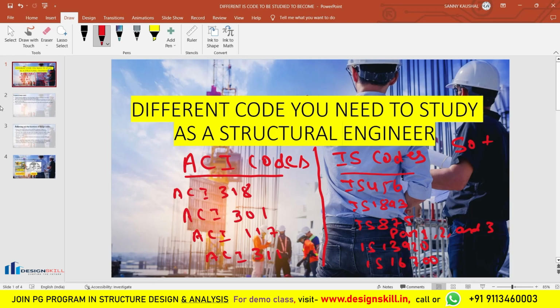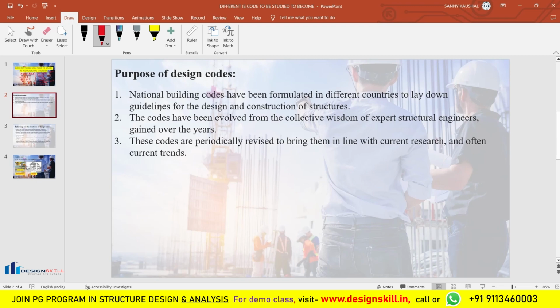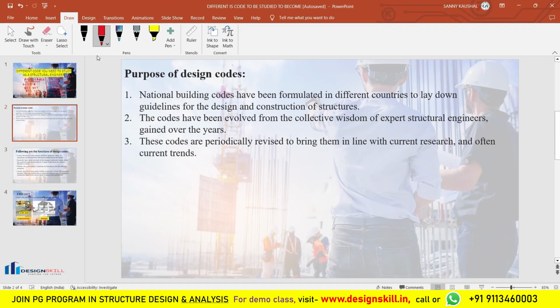Now move to the first thing, which is the purpose of design codes. The first point is that national building codes have been formulated in different countries to lay down the guidelines for the design and construction of structures. So what is happening here? Let's suppose that I have to construct a building or any structure. I have to follow some guidelines, and those guidelines are given in your national building codes. Different countries have different national building codes also, and on the basis of those guidelines you have to construct the structure.